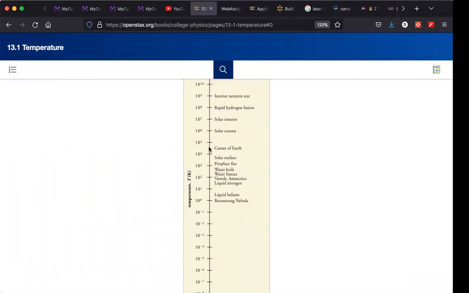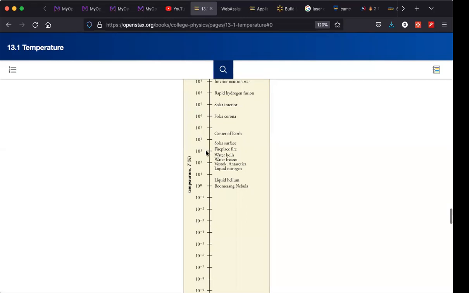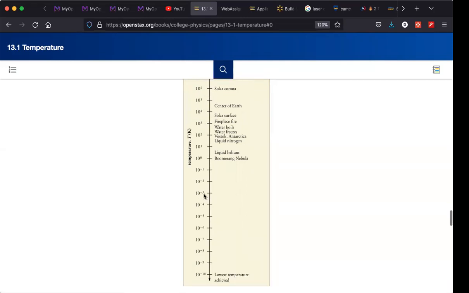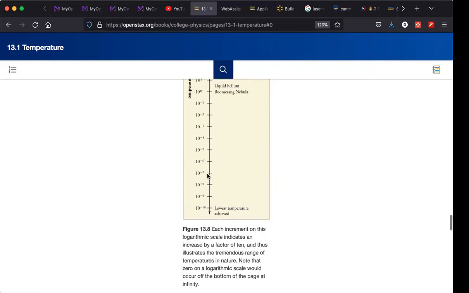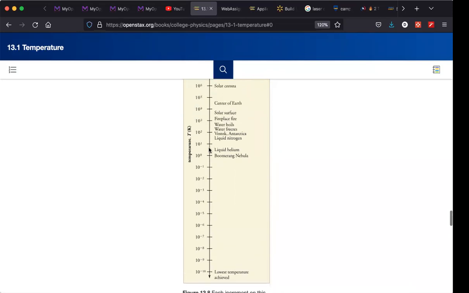Center of the Earth is actually pretty hot. Right here. Surface of the sun is actually cooler than the center of the Earth. Fireplace fire. This is a logarithmic scale, so each one of these ticks is 10 times bigger than the last one. So you can see this is where we live right about here. We live right about here, about 10 to the 2.